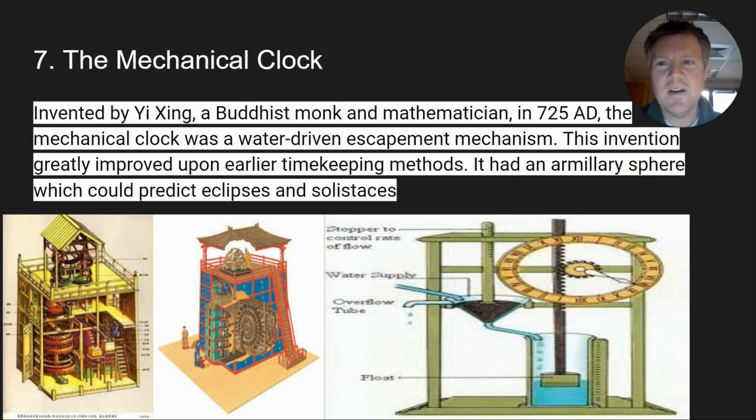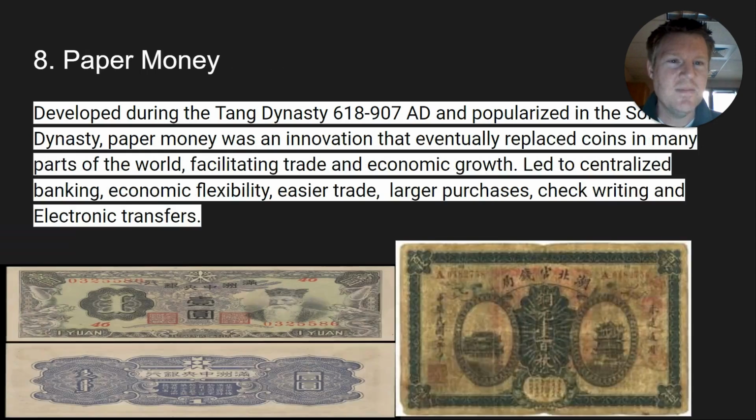And another cool thing about I Ching's invention, it had drums, and it would hit bells and drums during certain hours of the day, so people would know exactly what time it was in public. So that can bring about a whole other list of outcomes, like knowing when to wake up for work, or knowing when work is over, knowing when to take a break, and being able to meet and set up travel schedules. So yeah, number 7, the mechanical clock, great invention.